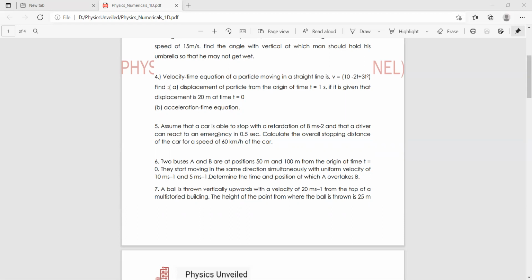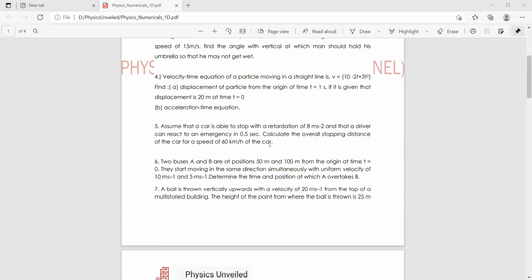The fifth problem: assuming a car is able to stop with a retardation of 8 meter per second square, and a driver can react to an emergency in 0.5 second, calculate the overall stopping distance for the car for a speed of 60 km per hour. It's again a practical life question, where if all of a sudden we see something in front of our car, we take some time to react to the situation, and that is called the reaction time. In that reaction time, how much distance our vehicle will travel, the problem is based on that.